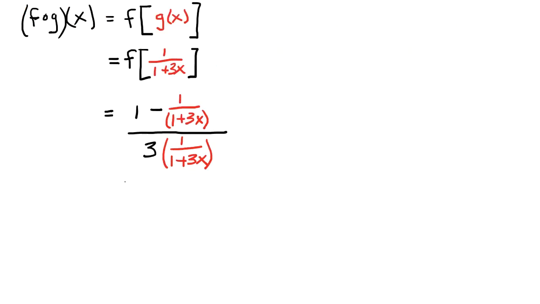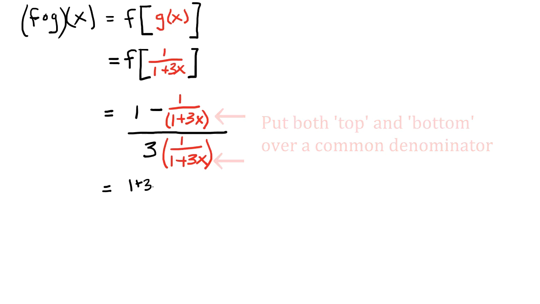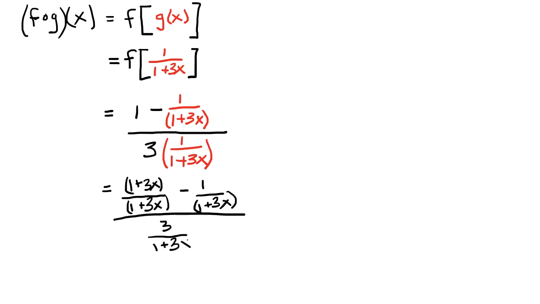Now I've got to get all of this over a common denominator. So in the top there, instead of 1, I'm going to have 1 plus 3x all over 1 plus 3x, because I've got to get it over the common denominator. So this is just for the top. Minus 1 all over the same denominator, 1 plus 3x. And now for the bottom, I have 3 all over the denominator, 1 plus 3x. Let me put parentheses around that, and let's simplify.